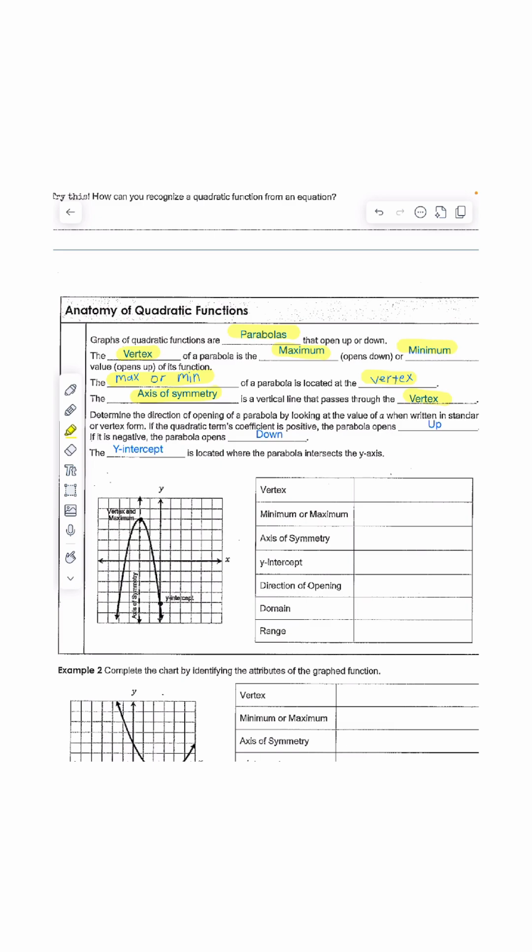To determine the direction of opening of a parabola, look at the value of a, written in standard or vertex form. If the quadratic's coefficient is positive, the parabola opens up. If the a is negative, the parabola opens down. We haven't talked much about this, but the y-intercept is where the parabola intersects the y-axis. We've been talking a lot about x-intercepts, but now we're getting into y-intercepts in this chapter. We have a couple examples, starting with our graph on the left side.